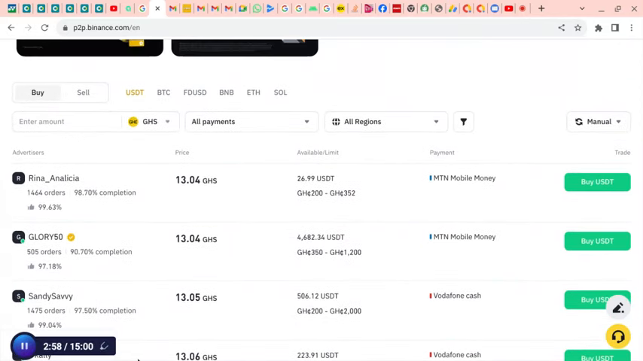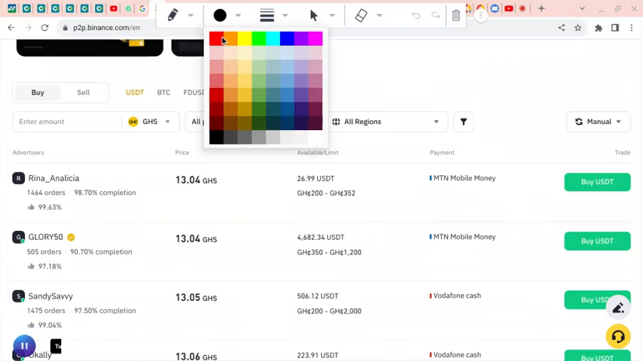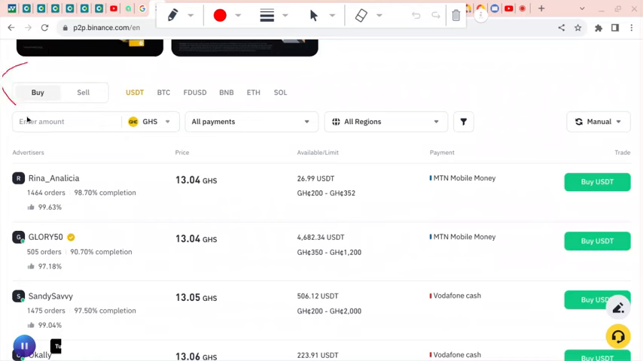If you open P2P, the first thing you see is the buy. Right now it's on buy. The buy means that, let's assume that you don't have any USDT in your wallet, and you want to start P2P trading. This is where you buy your USDT, and if you are about to make profit, this is where it starts from.